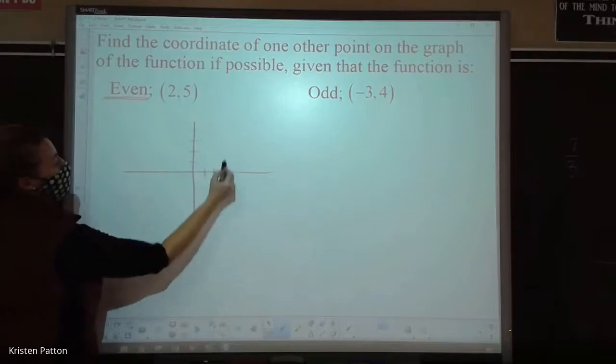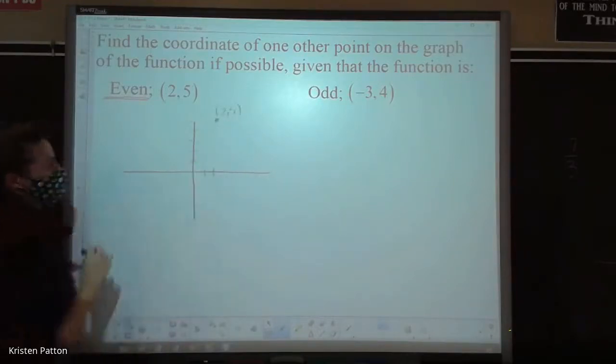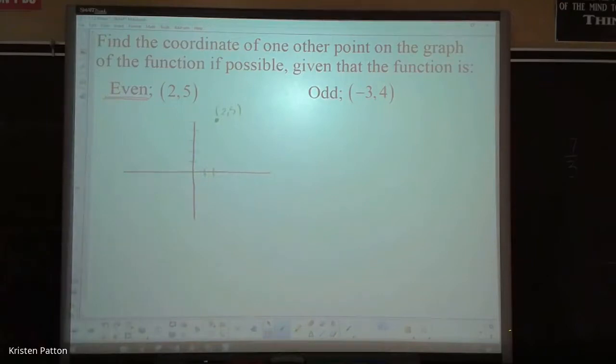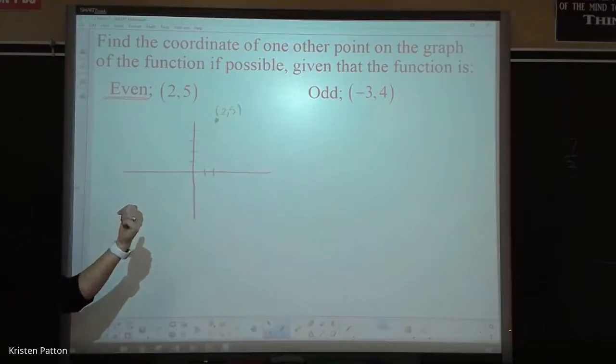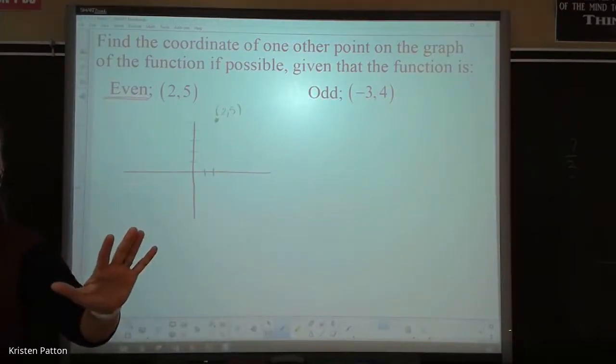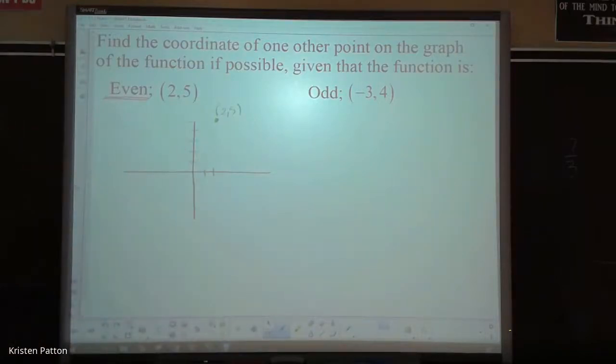I don't even need to put little tick marks. I could have just put it in the first quadrant. I know that this graph contains the point (2, 5). They're saying, tell me one other point that this graph goes through if we know it's an even graph. I don't need the shape of the graph, but an even function says whatever's on the right will be on the left, or whatever's on the left will also be on the right.